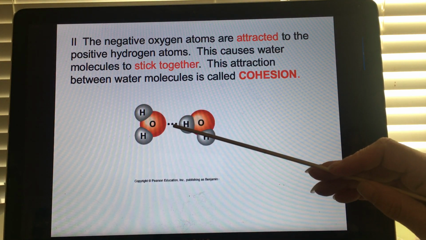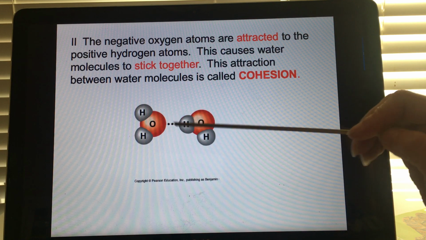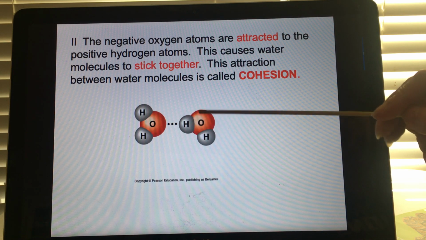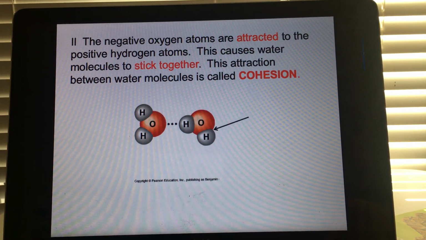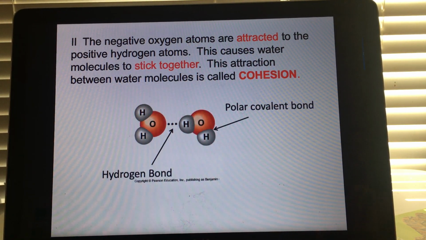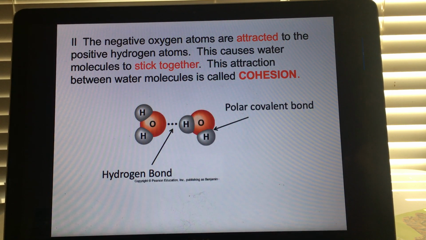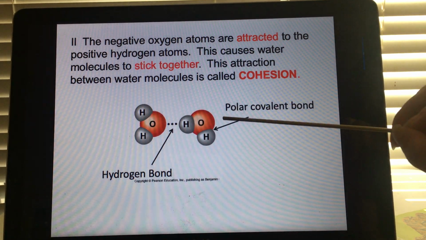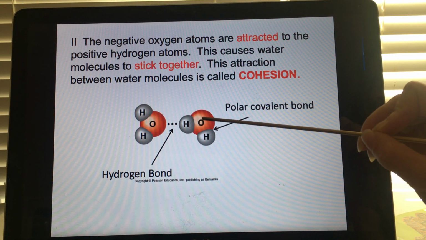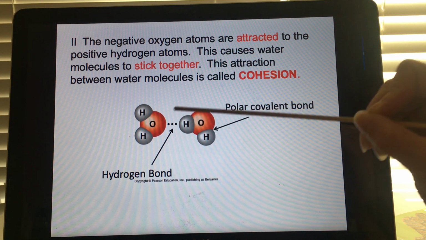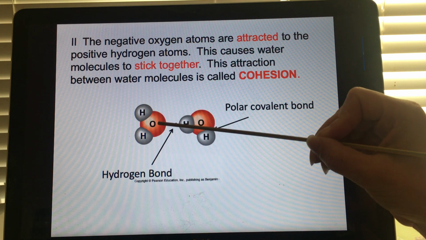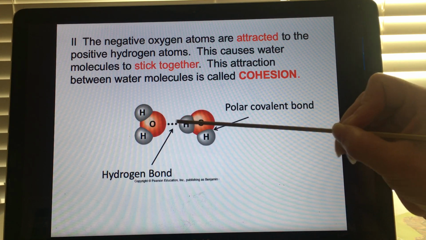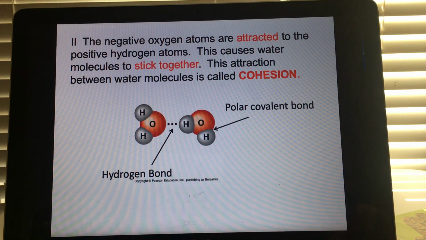And this kind of bond, an attraction really between two atoms that are involved in additional other bonds, is called a hydrogen bond. So in this diagram, there are actually two kinds of bonds being shown. You have the polar covalent bond between the hydrogen and oxygen within the water molecule, and the hydrogen bond between the hydrogen and the oxygen of two different water molecules. So water is sticky, and cohesion is the idea that water sticks to water.